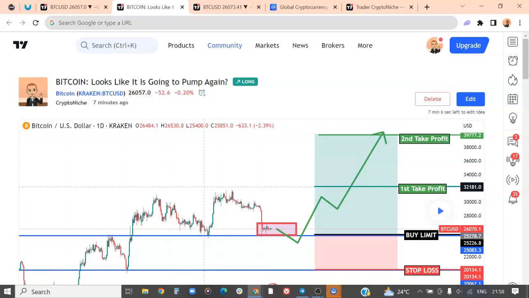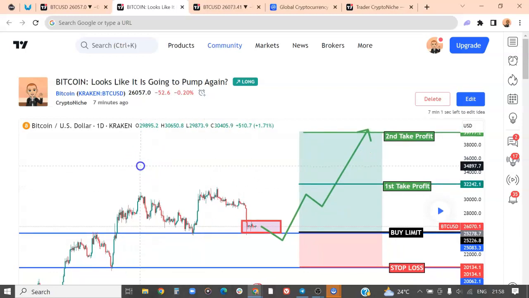So this is my analysis. I've actually marked out the worst case scenario for Bitcoin right on the charts. So it is up to you to make do with that information. It is a matter of choice, but that's my opinion. That's my analysis on it.